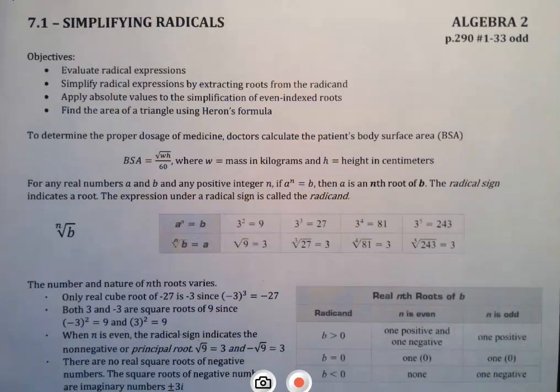All right, so the chapter starts off with talking about when you might use this. To determine the proper dosage of medicine, doctors calculate the patient's body surface area, your BSA. It's this formula here that has the radical in it, where W is their mass in kilograms and H is their height in centimeters. So it helps them decide what dosage to give them.